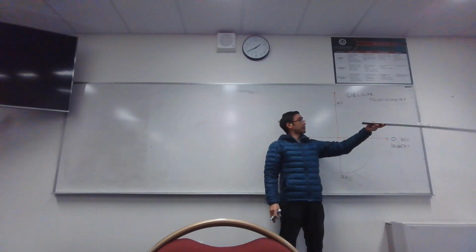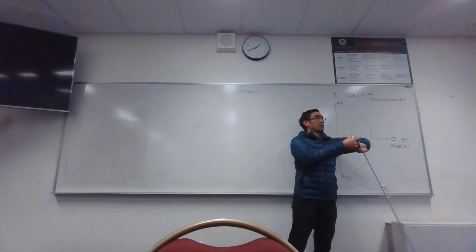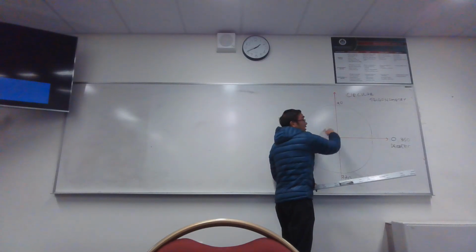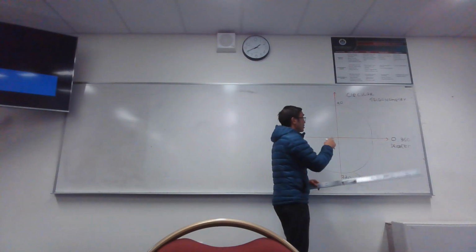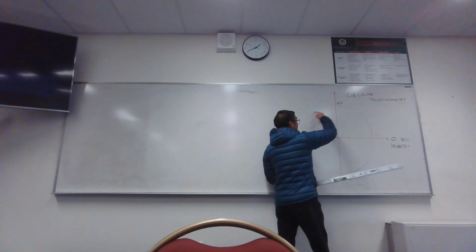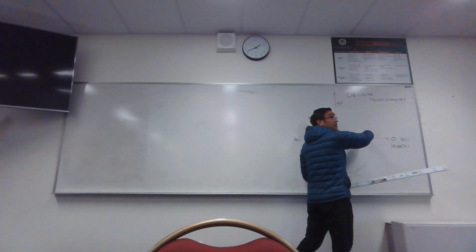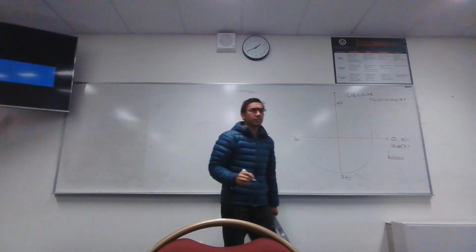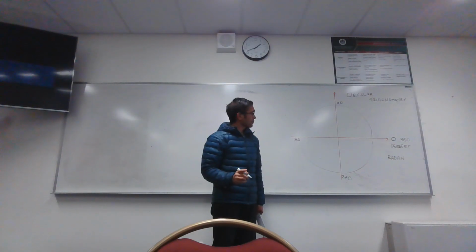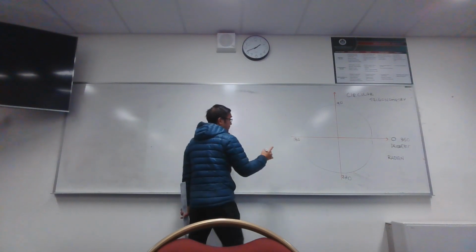Okay. We have degrees, which is the angle inside. But we have another measurement, and it's the length of the outside. Yeah, but what's that called? Close. It's called radian. Radian.